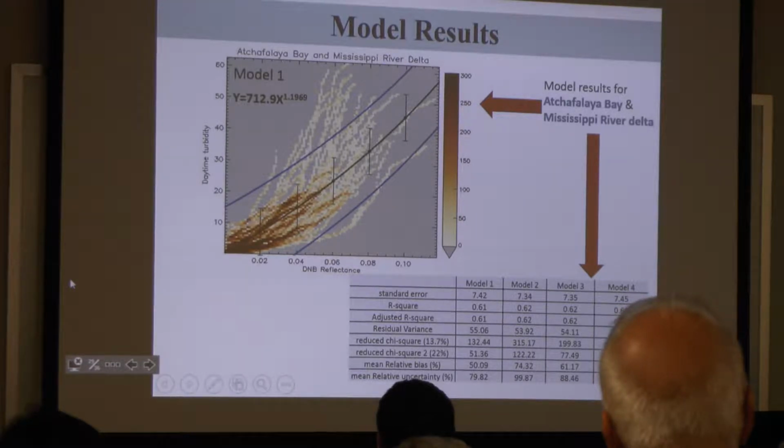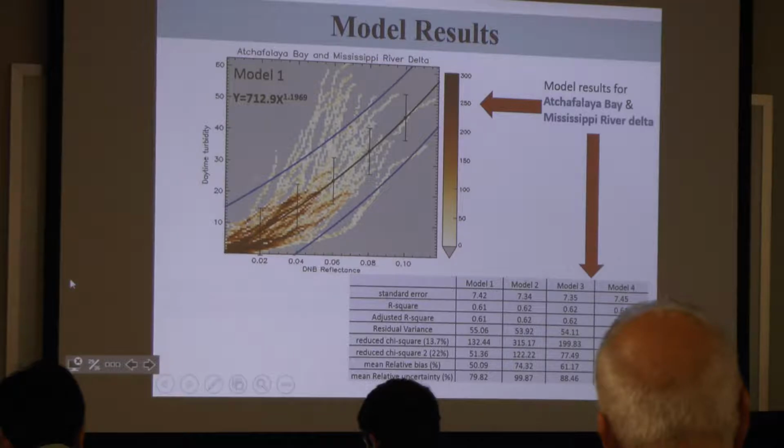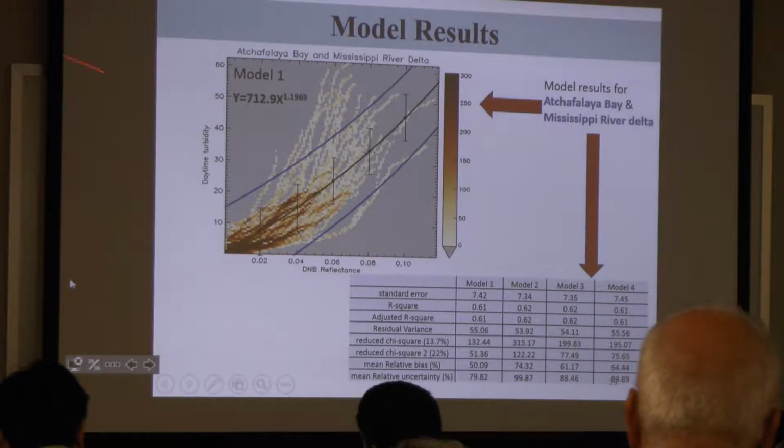I use 4 different models to try to fit the data. The figure at the top shows the model fit from model 1. This is the density plot. The x-axis is daylight band reflectance, and the y-axis is daytime turbidity. The black line shows the model fit from model 1. The equation is shown here. The blue line is the 95% confidence interval. The error bar here is the standard error of the estimate.